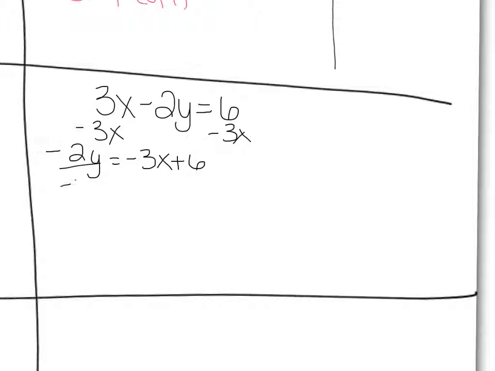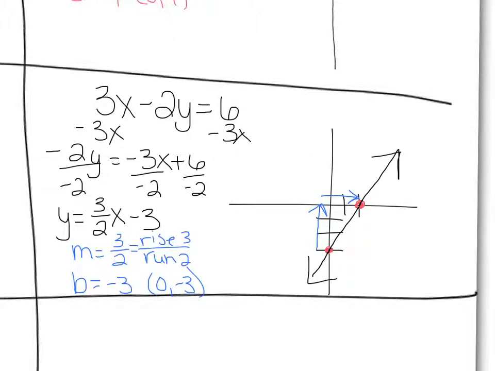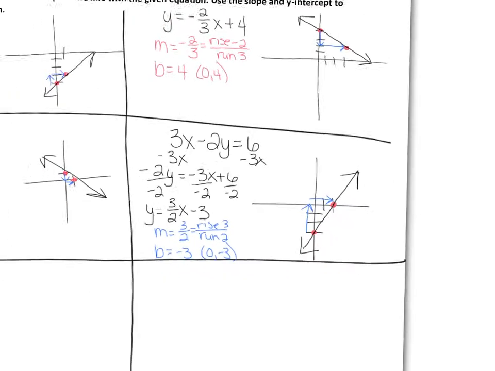Okay, then to finally solve for y, I have to divide by a -2. Now whenever I divide by a -2, I don't only have to divide both sides by a -2, but on that right-hand side, I have to divide each piece by a -2. So I end up with y equals 3/2 x minus 3. Once I have it in y equals, I can identify my slope and my y-intercept. So I want you to go ahead, pause the video, identify your slope and your y-intercept, and graph your line. Okay, hopefully your line looks very similar to the one I have drawn there. If not, double check, maybe see what you did wrong.